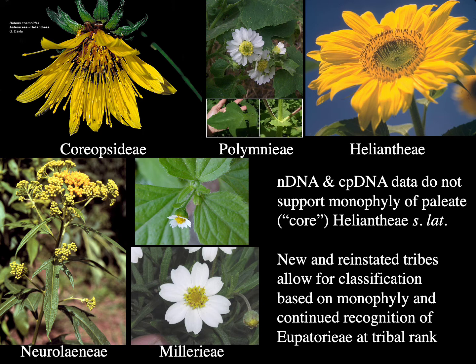Here are some of the tribes, most of the tribes that have been recognized that are paleate heads, and they include the core Heliantheae in the new sense, and then 4 other tribes here, 2 of which are quite diverse with hundreds of species, namely the Coreopsideae, the Coreopsis tribe in the upper left, and the Millerieae down at the bottom in the middle. And I want to talk more about these different tribes to give you a better feeling for the diversity within these groups.